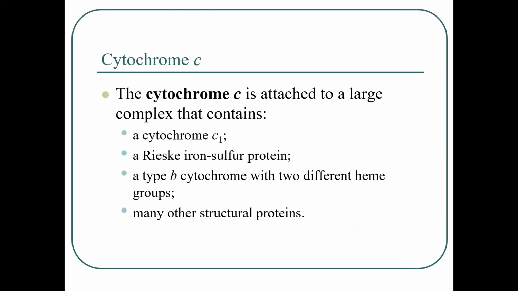So cytochrome c is attached to this, not permanently. And also in this protein, you have another C-type cytochrome that's called a cytochrome c1. So who among you can tell me the difference between a C-type and B-type cytochrome?